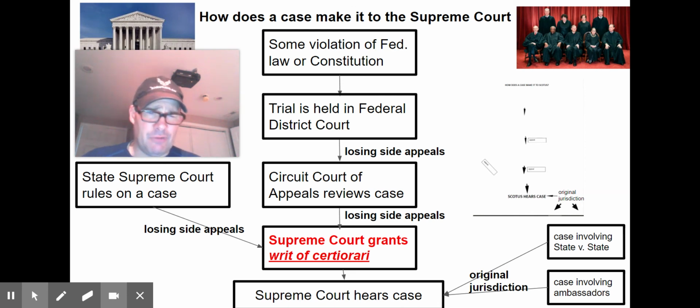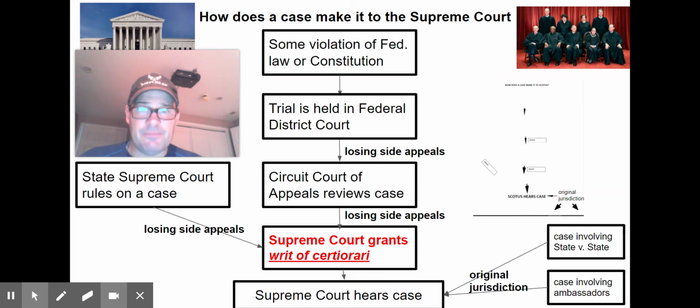In fact, if an original jurisdiction case makes it to the Supreme Court, they can farm it out to an appeals court or a group of judges from a couple different appeals courts and let them hear it first, and then they just hear it on appeal. They don't really want to fool with that stuff anymore. Anyway, all right, so that's it.